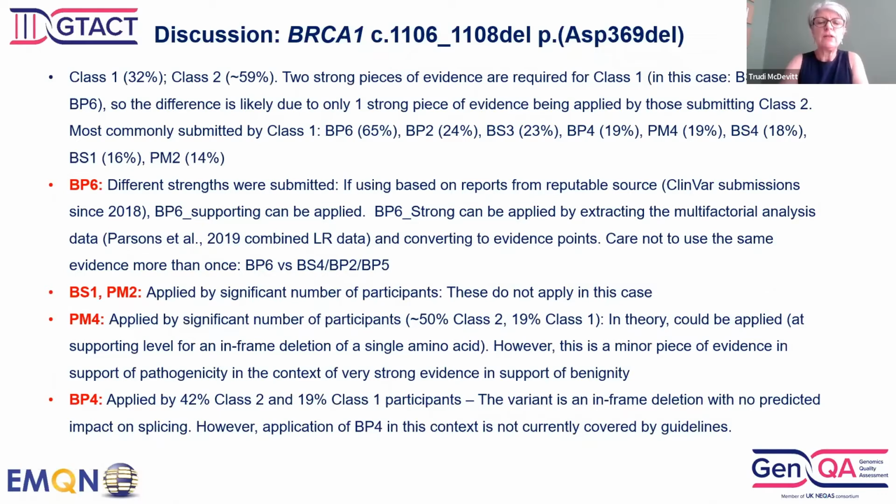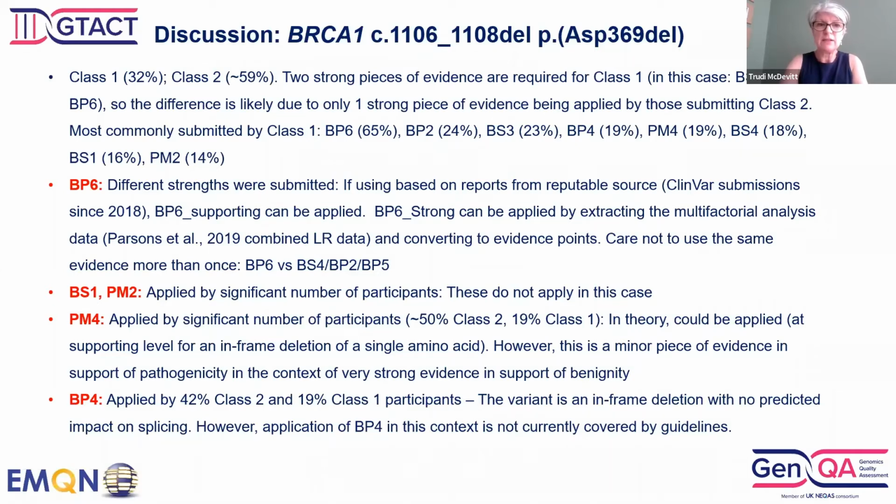So for class 1, you needed 2 strong pieces of evidence. In this case, we applied BS3 and BP6 as strong. So the difference between the 2 is really that those in class 2, in most cases, didn't apply a second strong piece of evidence to get them into class 1. So again, I'll go into that in a bit more detail in the report.